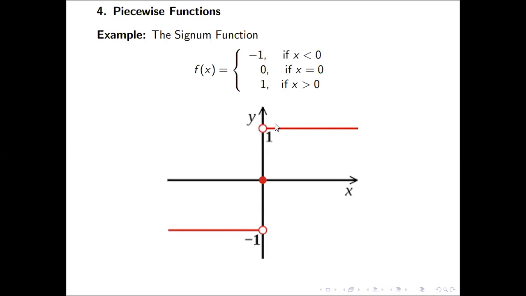And then, how about for this? If x is 0, the value of y is 0, so it's just the point 0, 0. So it's the origin here. So that is the graph of the signum function.